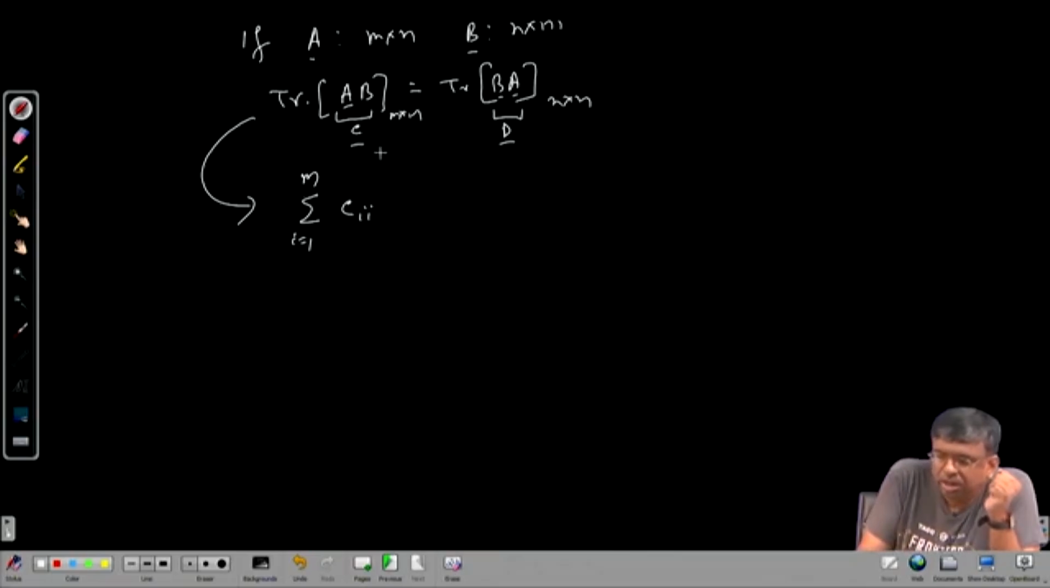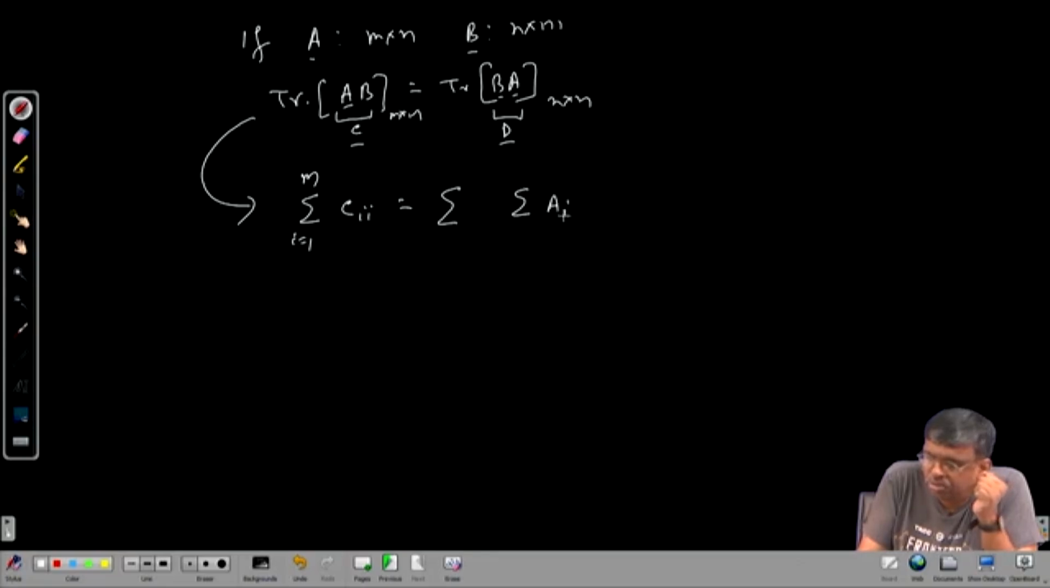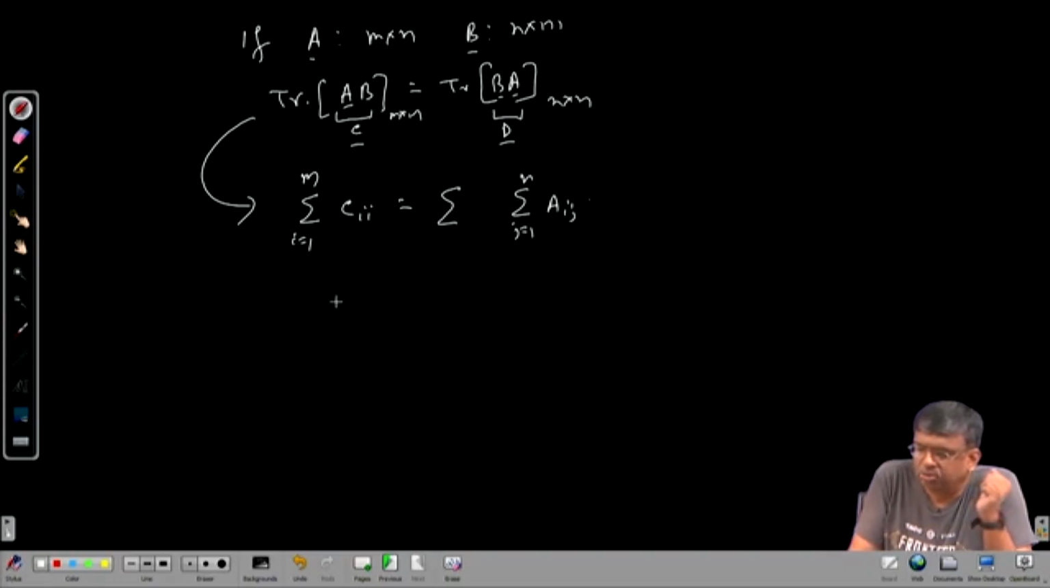Now, what is C(i,i)? AB, you are doing a product, right? So, ith row of A and ith column of B, when you are multiplying, you are getting C(i,i). So that means the ith row of A, and you span the row using an index j, and j can be 1, 2, up to n. So I scan like this, i1, i2, i3, i4, like that. So, I am going along the row and simultaneously I am moving along B in this direction.